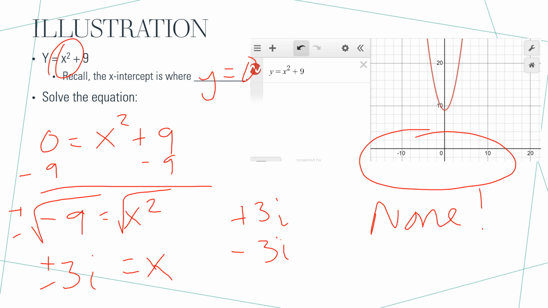All right, so that illustrates a couple of things. We know that there are two roots, so whatever the highest exponent is, that's how many roots you have. If they are real, you will see them. If they are imaginary, you will not see them. It doesn't mean that there aren't roots, it just means that they don't show up on the graph.